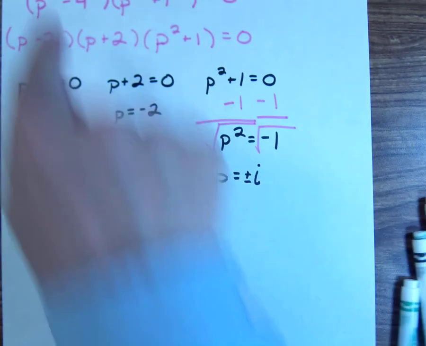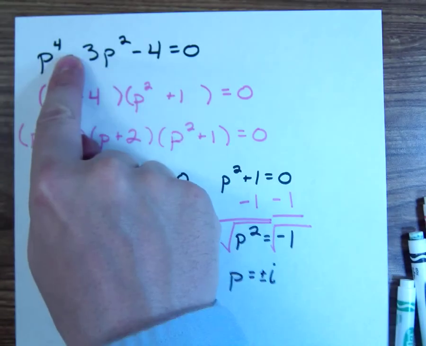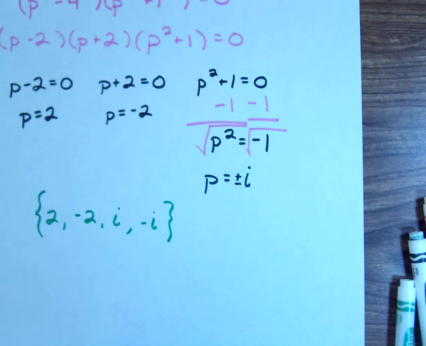4 solutions because we had b to the 4th. However many powers there are, that's how many answers there are. It's called the degree. That's how many answers they have.